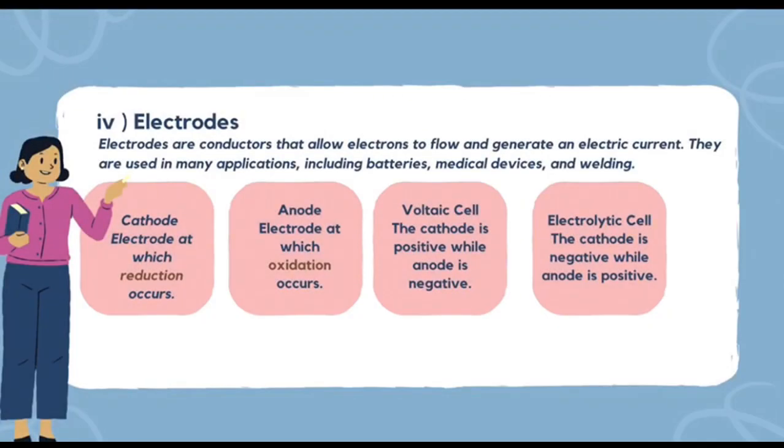Lastly, electrode. Electrodes are conductors that allow electrons to flow and generate an electric current. They are used in many applications including batteries, medical devices, and welding. Cathode, electrode at which the reduction occurs. Anode, electrode at which oxidation occurs. Voltaic cell, the cathode is positive while anode is negative. Vice versa to the electrolytic cell, the cathode is negative while anode is positive.